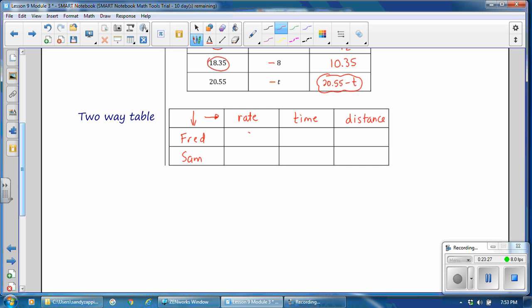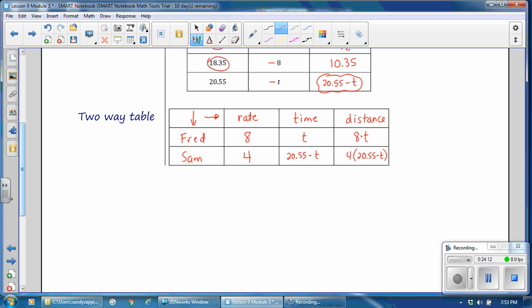So we know that Fred's rate was 8 miles per hour, and that Sam's rate was 4 miles per hour. We're told to use t for the time for Fred, then Sam's time compared to Fred would be the total of 20.55, take away Fred's time. Then for the distance, we use the distance formula, which is distance equals rate times time. So distance is equal to rate times time, so 8 times t. And then Sam's distance is his rate of 4 times the quantity 20.55 minus t.